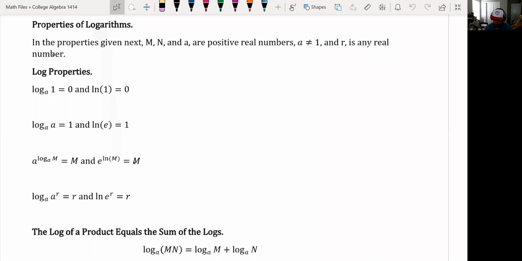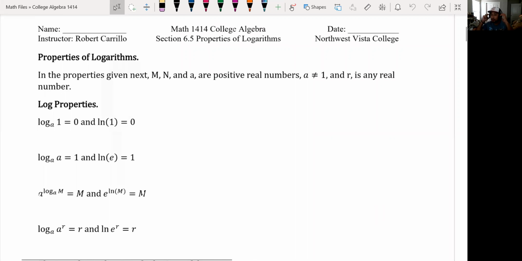All right, everybody. We are in 6.5 now. Properties of logarithms. So much more properties of logarithms than 6.4, right? Okay. So the first page is all about log properties.